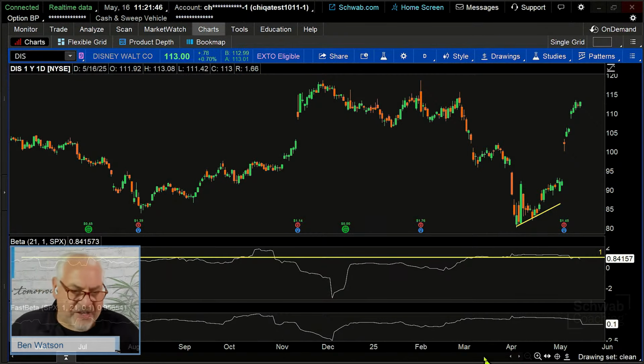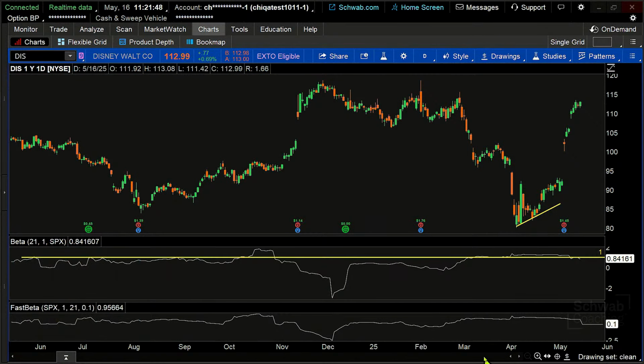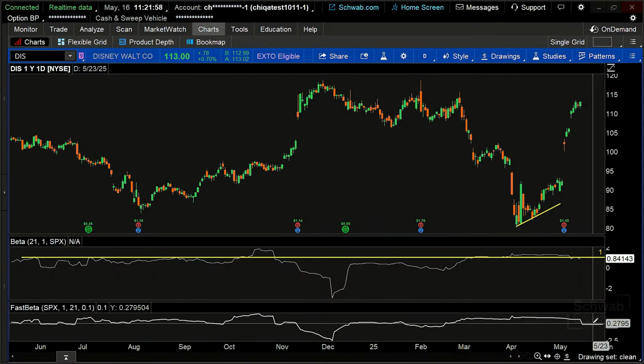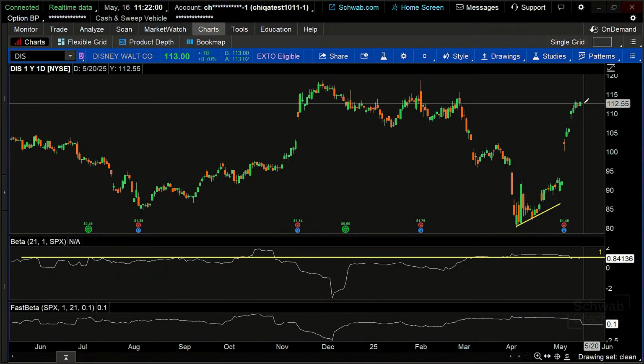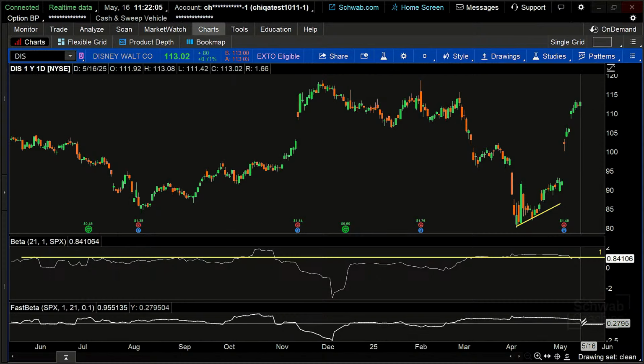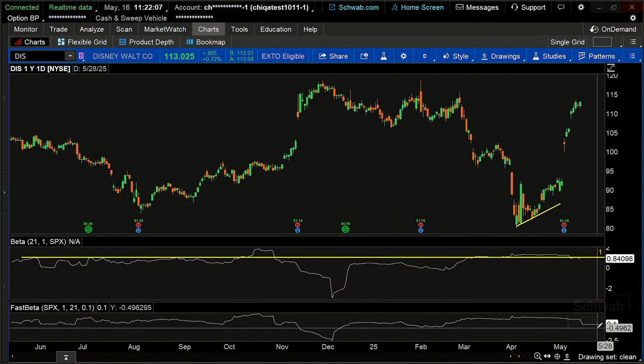And you can see that fast beta is pretty close to what we're seeing in regular beta, right? Now, we're seeing a little bit of a flat line right here out to the front because I've got some space on the hard right edge of my chart. This is empty space looking out into the future, so it just flatlines fast beta. But here's what fast beta is.